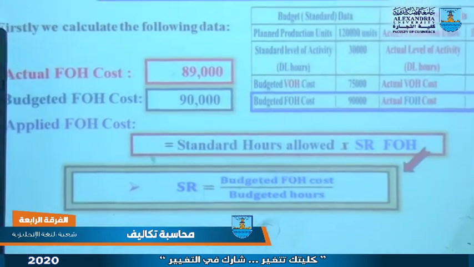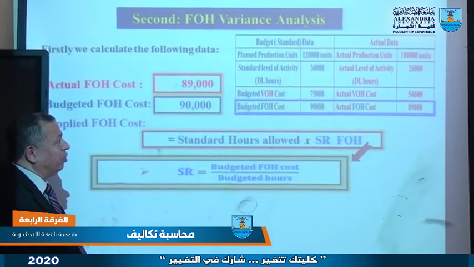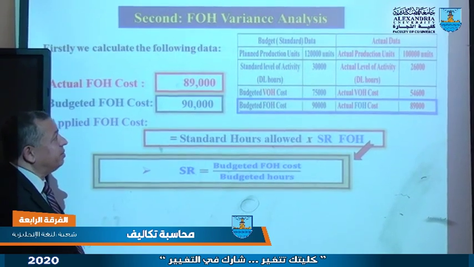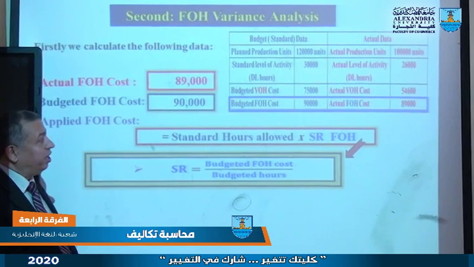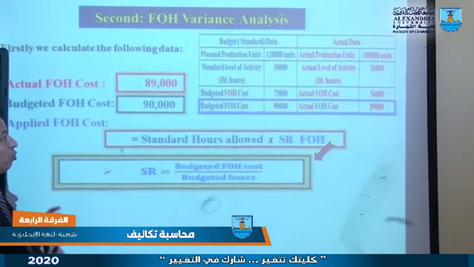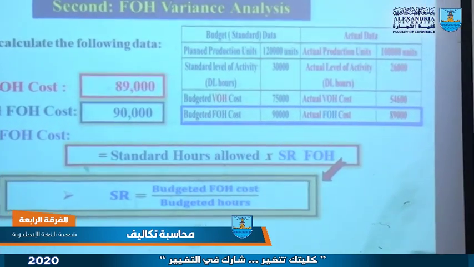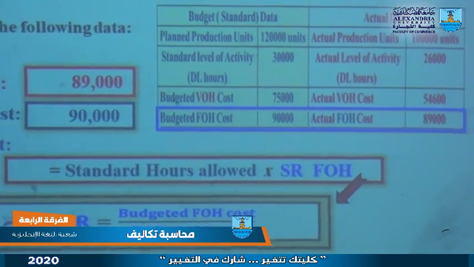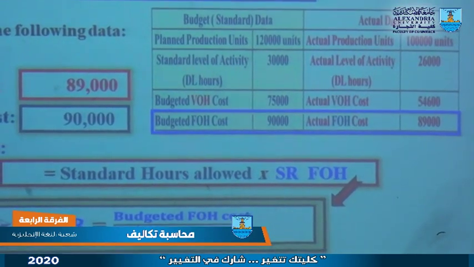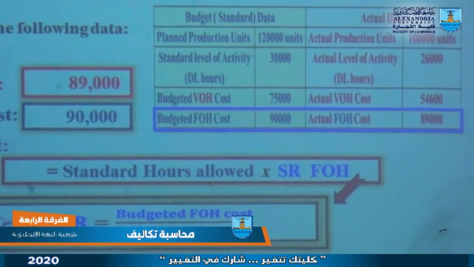The first is planned production units, but no, I don't need units. The second is the standard level of activity, direct labor hours. So I need hours. How many hours here for my project? 30,000. My cost is 90, and my level of activity measured by direct labor hours is 30,000.